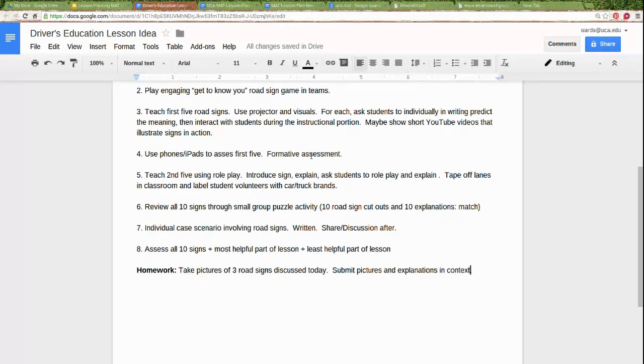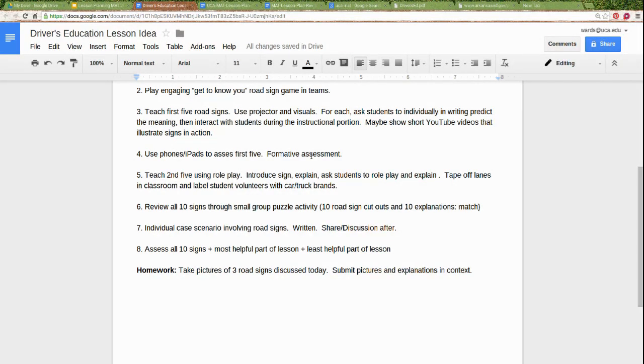Next after that, we would have them review all 10 signs, we're on number 6 through some sort of small group puzzle activity. And this would be like maybe an envelope. It would have the 10 road signs in it in cutout form. They would dump those out. There would also be 10 explanations. They'd have to match them up. We might even make it a contest to see who could get done most accurately and in the least amount of time, perhaps. And we talked about prizes or something like that.